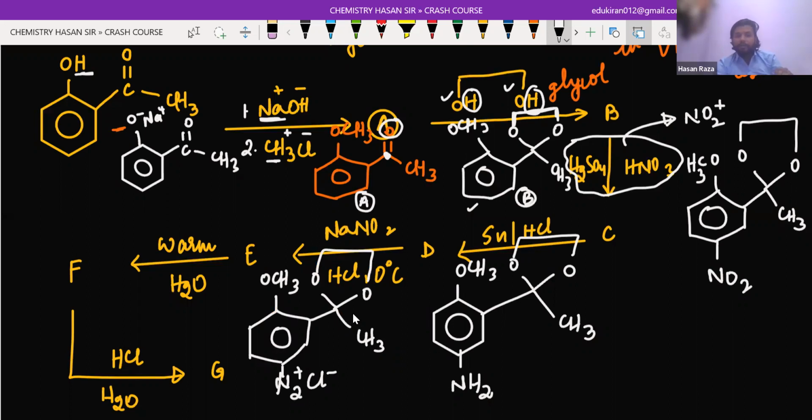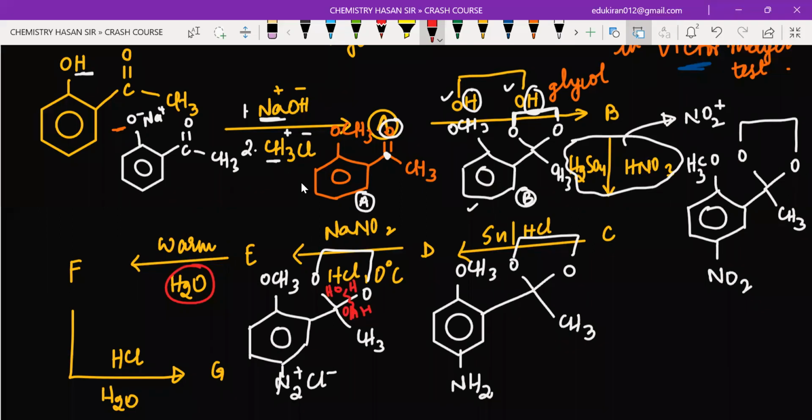Now you are going to treat this with warm H2O. Warm H2O, what will it do? It's very simple. Warm H2O, there will be formation of this part. So with the help of warm H2O, what will happen here? This will be broken and hydrogen will be added here. With the help of H2O, we have two parts, H plus and OH minus, and OH will be here. And again, hydrogen will be here and OH will be here as it is.